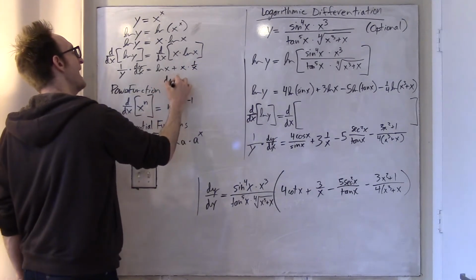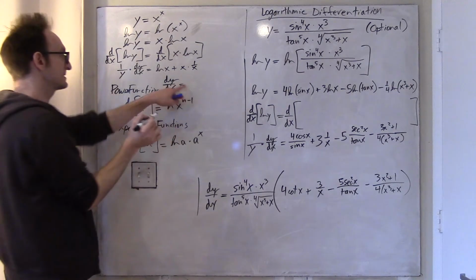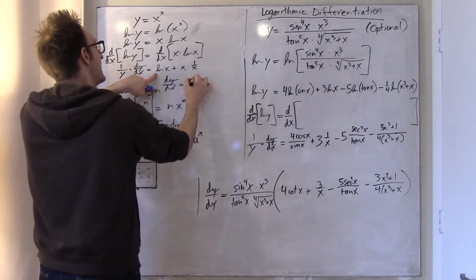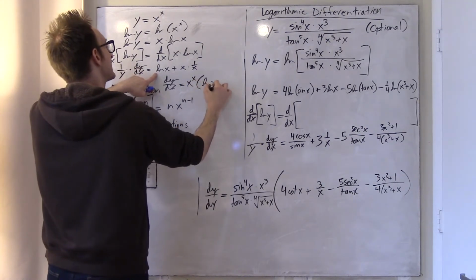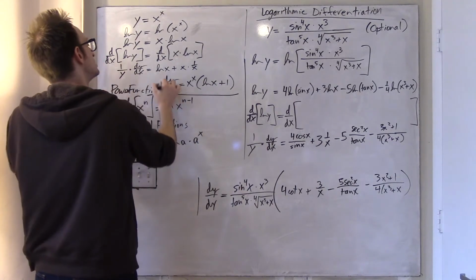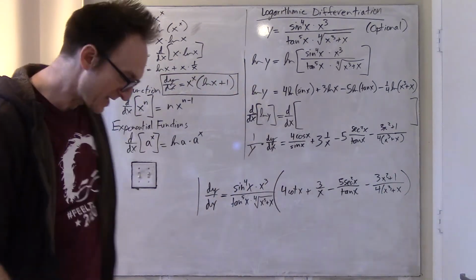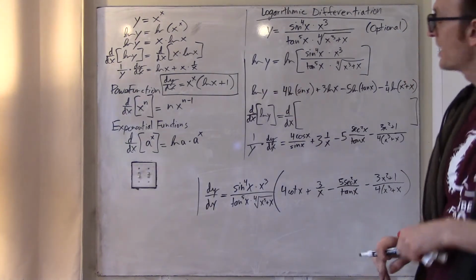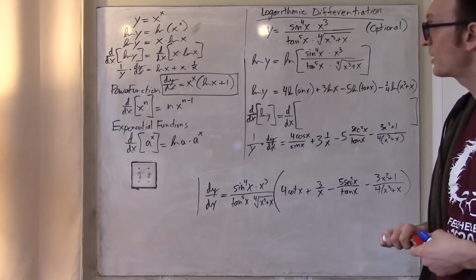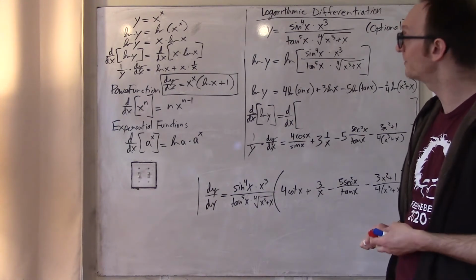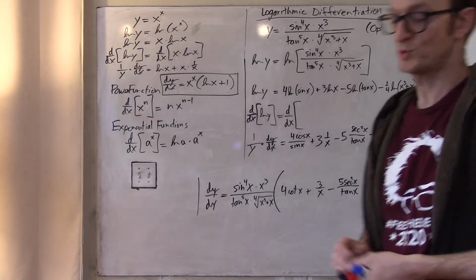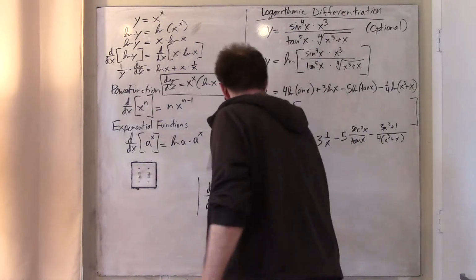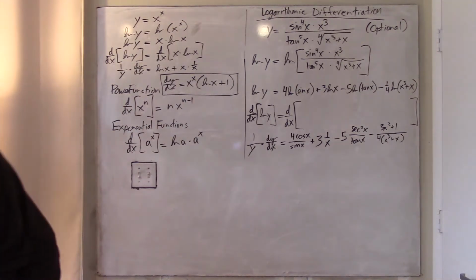And so what I get is that dy dx is y, I multiply both sides by y, so in other words, x to the x, times ln x plus 1. Okay, so this is once again an example of logarithmic differentiation. But it's an example in which you really can't do the problem without logarithms. So you sort of have to introduce logarithms. Okay, let's do one or two more quick examples of this.